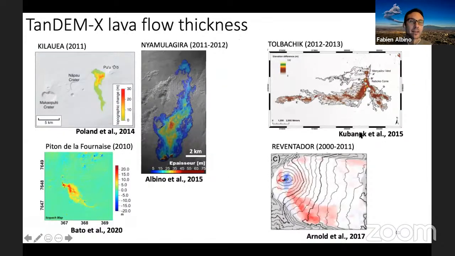TanDEM-X data have been used a lot for lava flow thickness. Here is just a sample of different examples in Kilauea, Piton de la Fournaise, and one of my works in Nyamuragira. You see this lava flow thickness with a very high spatial resolution. You can have thickness information in each pixel. So it gives you very accurate information about the volume, the total erupted volume, and it was also used to derive mass flow, for example, in Hawaii.